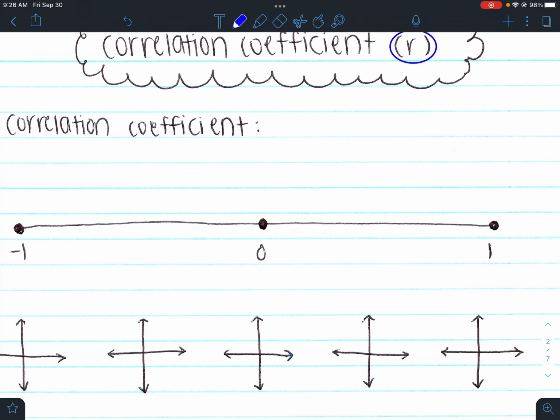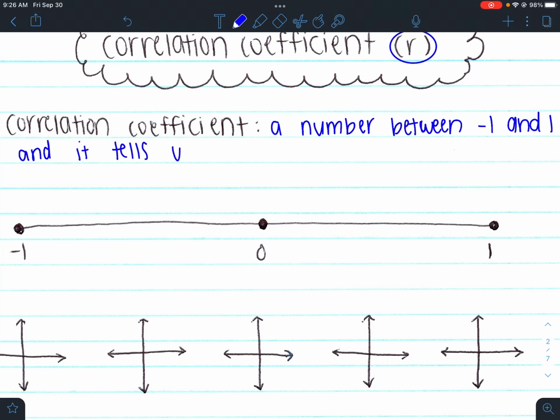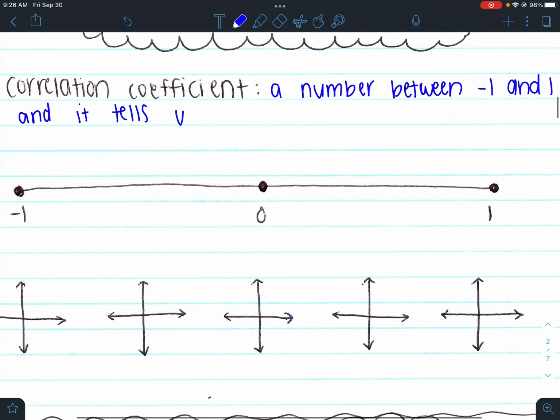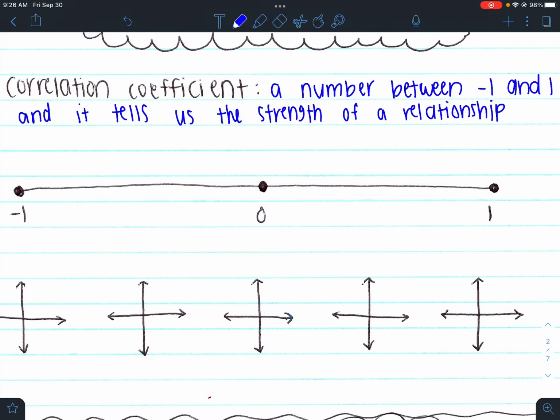Before we get into that, let's go ahead and define what a correlation coefficient is for us. So that is a number between -1 and 1, and it tells us how closely, let's just use the strength, it tells us the strength of a relationship, how strong two things are compared to each other. So a number between -1 and 1, and it tells us the strength of a relationship.